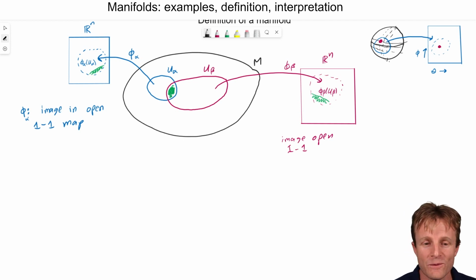So let's see how that works. This map is going to have to start in the green region of the red Rn. So what is that green region?